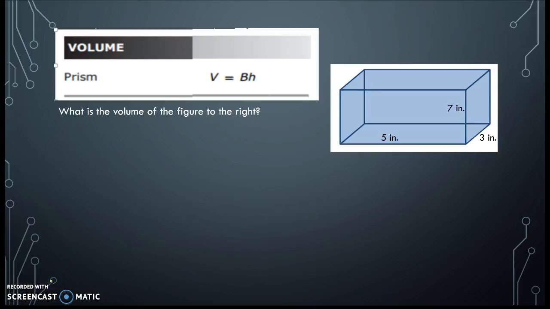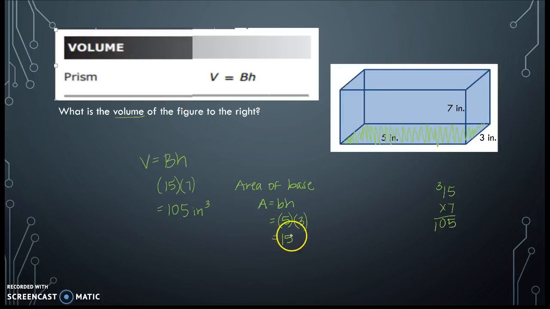Okay. Moving right along. So next problem says, what is the volume? So again, what is step 1, guys? Shade in the base. Okay, so step 1 is to shade in the base. Then we're going to write our formula. So volume equals big B times height. Over here, you're going to go ahead and write area of the base. So you guys try this one, press pause, and then you can check it. So we got an area of the base of 15, plugged it in times 7, we got 105 inches cubed.